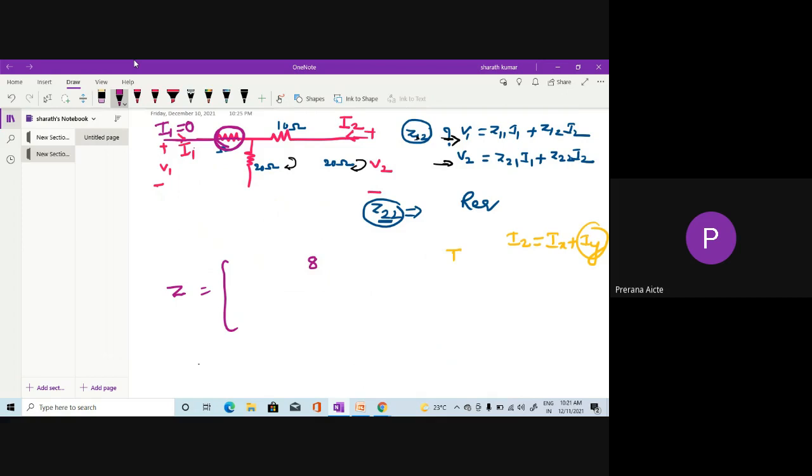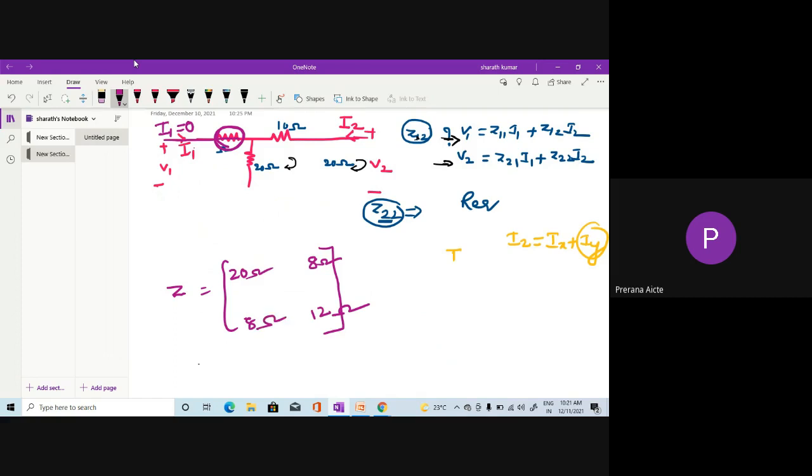Z22 is 12, and the next two parameters: Z21 is 8, Z11 is 20. Thank you. So it is all in ohms only.